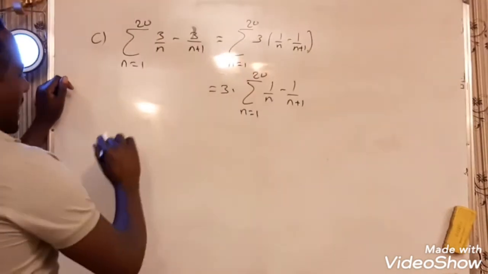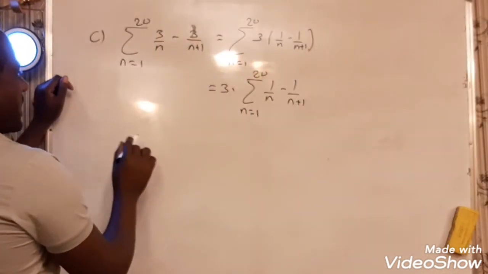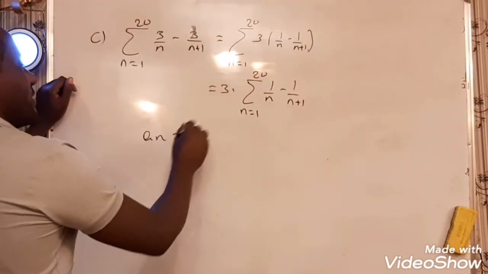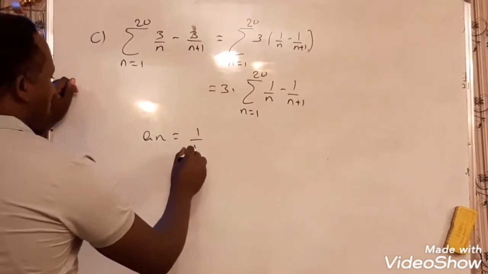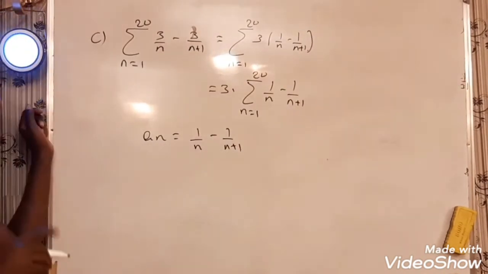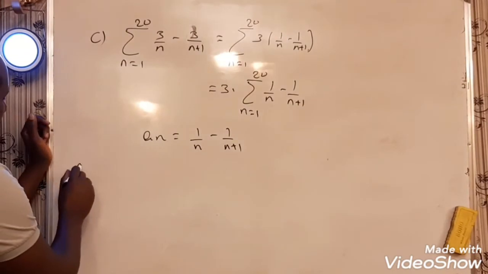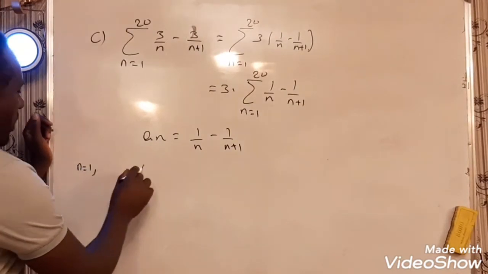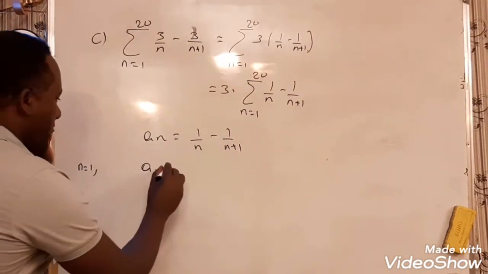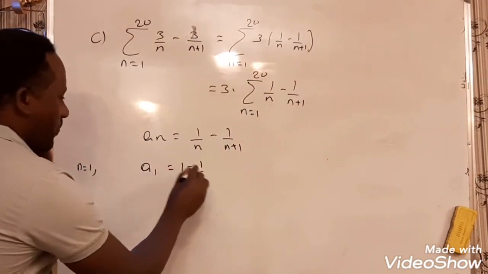Let's assume that a_n is the sequence. The general term for the sequence is 1 over n minus 1 over n plus 1. Now, what is the result? If n is 1, we have a1. Directly replace 1 in place of n, and this is exactly 1 minus 1 over 2.